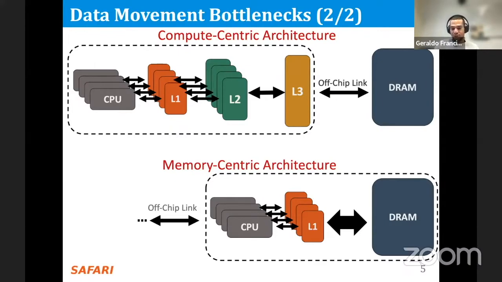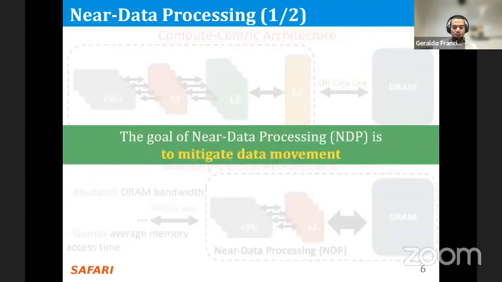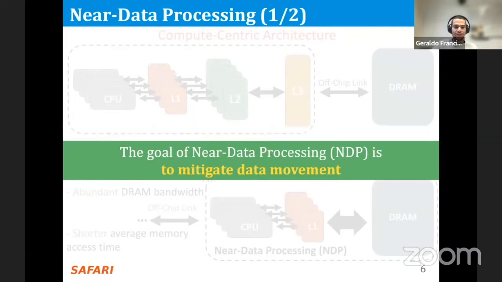while benefiting from the high DRAM bandwidth that is provided when you are inside the DRAM chip itself. And as I said, near-data processing is one of the main examples of memory-centric architectures today. So the main goal of processing in memory, as a memory-centric architecture, is to mitigate the data movement bottleneck.